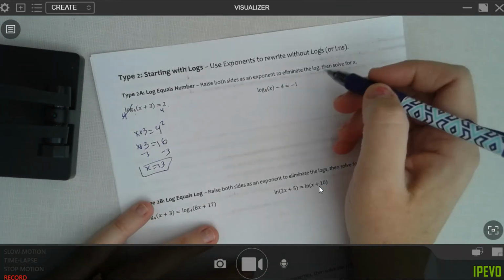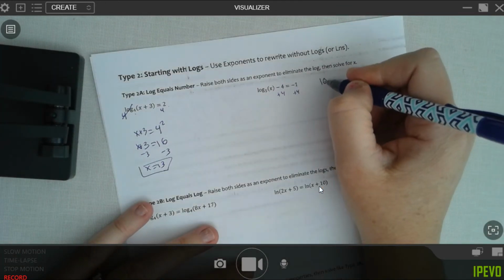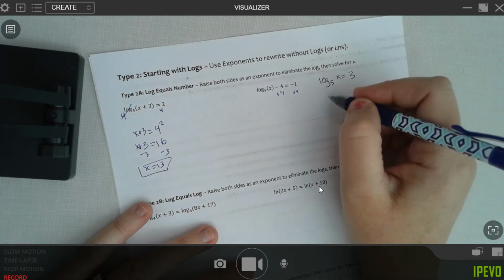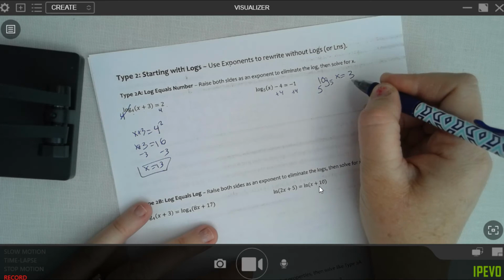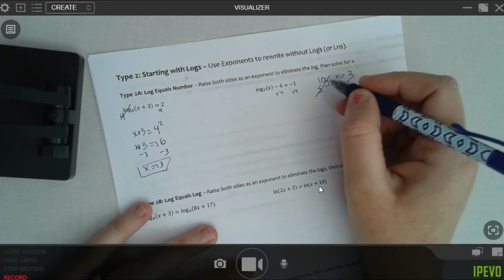Now over here, the first thing I'm going to do is to add my 4 because the log is not by itself yet. So I have log base 5 of x equals 3, and then we're going to do the rewriting principle, which Miss Bessie raises both powers to see that it cancels. It's the same as rewriting it. So you'd say x equals 5 cubed, and that's 125. So your x equals 125.